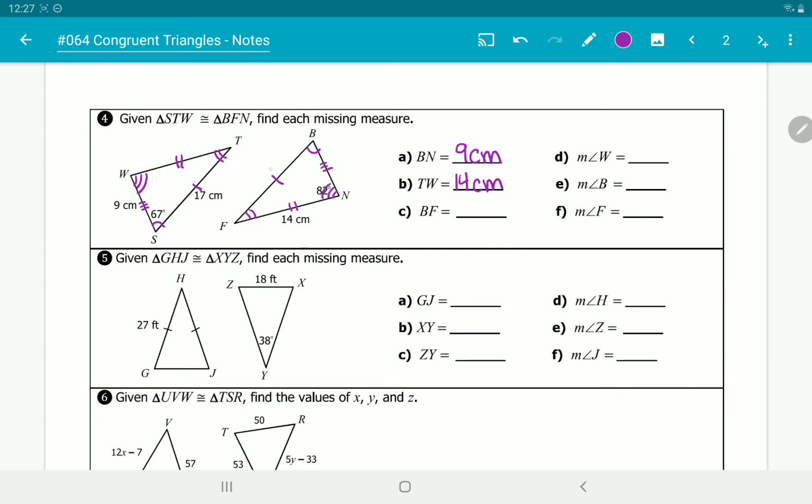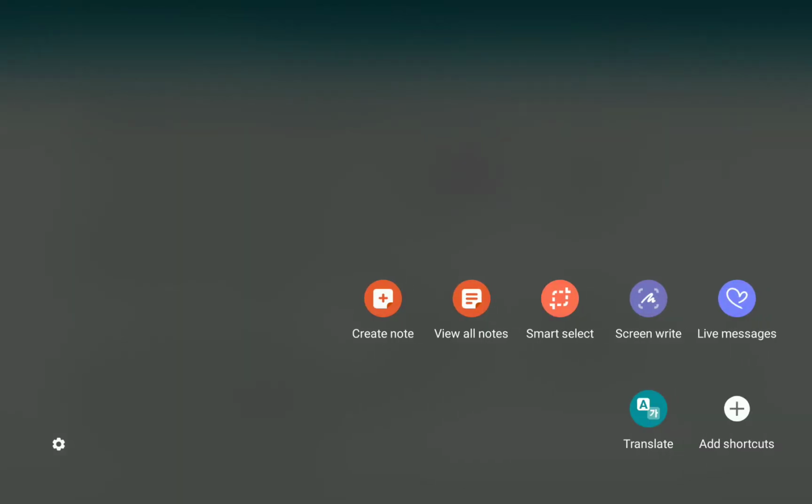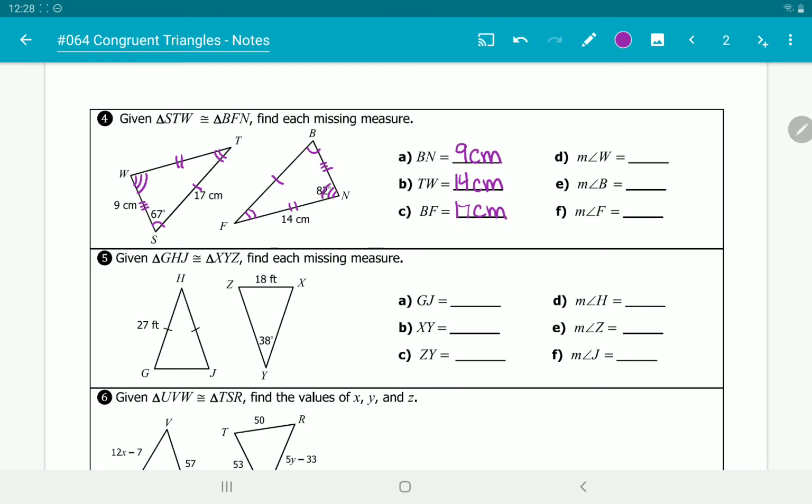BF here, you can see, has 1 little tick mark. Okay, so if we look at the other triangle, this one has 1 little tick mark, and that's 17 centimeters, so that means this one is also 17 centimeters, because that tick mark means that they're the same length. So if we look at angle W now, we can see it has 3 little angle marks. So if we look over here, angle N also has 3 little angle marks, and it's 82 degrees. So we know that angle W is also 82 degrees.